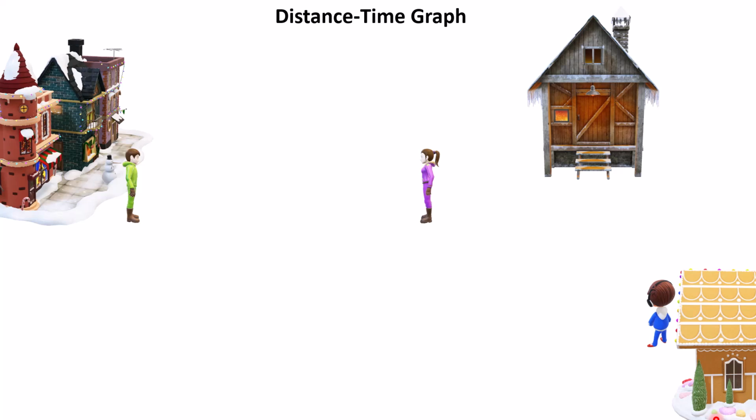So our subject of consideration is going to be the guy in green. We are going to check how his movement or his position keeps changing with respect to time and see how to plot it on a distance time graph.